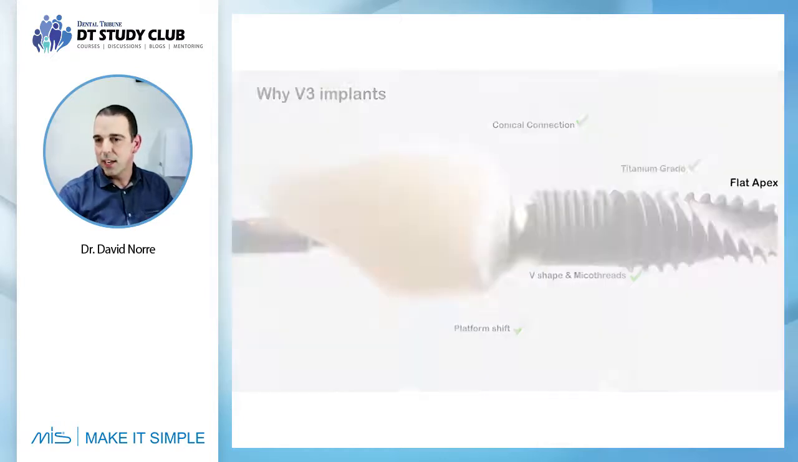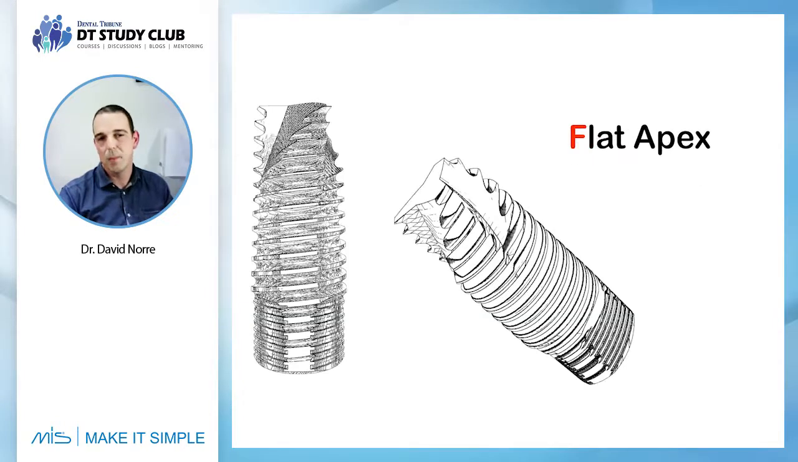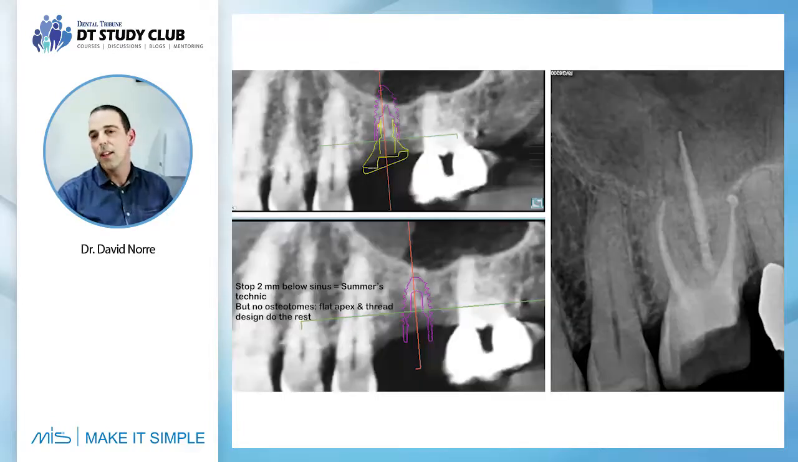And something really nice, what I like a lot, is the flat apex. The apex is not sharp, it's flat. And what does it mean? It's easy to do sinus techniques. Why? If you have a square point or sharp point, you're going to push it, and you're going to break the sinus membrane. This one is flat with an aggressive thread around the apex. It's going to push the bone on top.